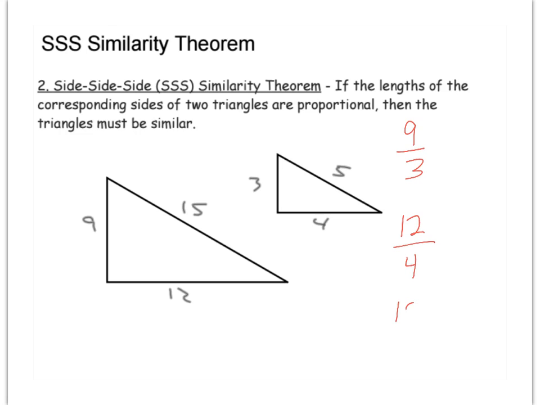So I do 15/5. And these all need to simplify to be the same number for it to be similar. So it's 3, 3, 3. Those all simplify to the same number, so they are similar. If one of those ratios was different from the other two, or if they're all three different, then it's not similar. Okay?